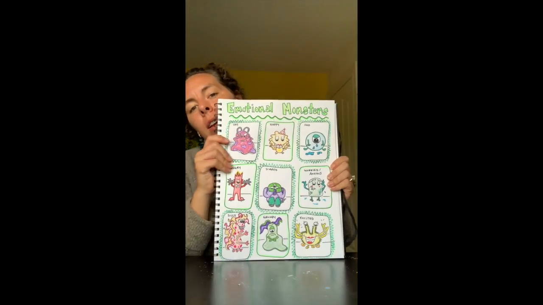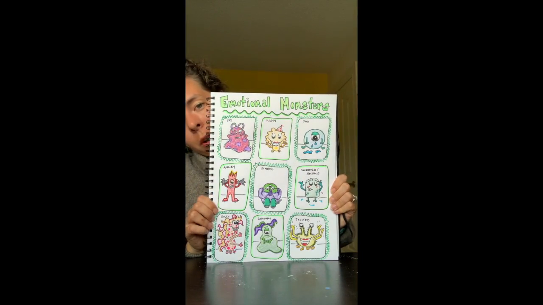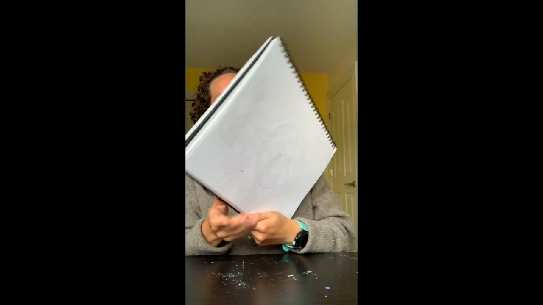All right, you guys, so just like that, we've got 9 emotional monsters or creatures, whatever it is you wanted to call them. If you have more emotions that you want to go through and you want to continue, by all means, just keep on going. But that is everything that I have for you today.